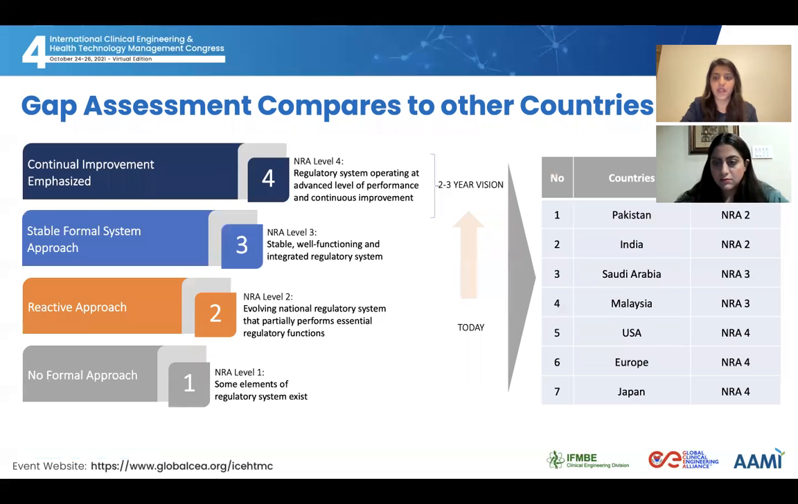Due to those factors, Pakistan lies on NRA level 2, according to the WHO GBT tool, which is a global benchmarking tool used by WHO to evaluate regulatory authorities around the world. NRA level 2 means that Pakistan has partially performed essential regulatory functions, and the vision is that in 2 to 3 years it can move towards NRA level 4, which is that it can operate at an advanced level of performance and continuous improvement.